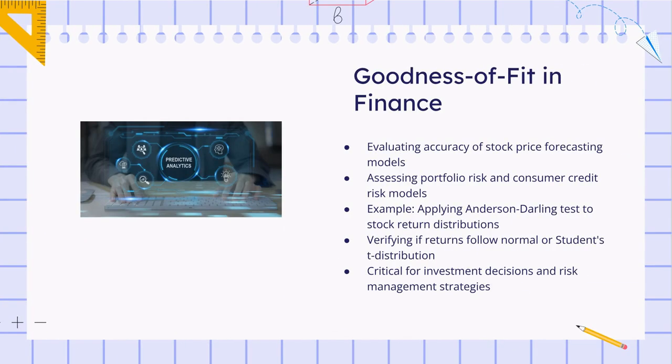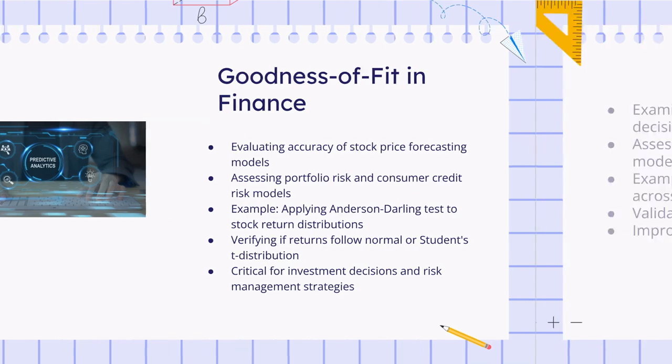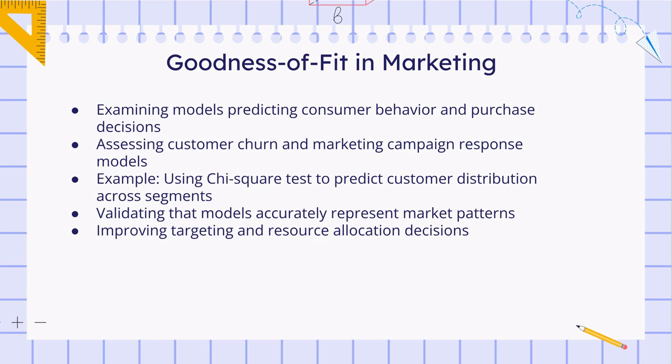In finance, goodness of fit evaluates the accuracy of stock price forecasting and credit risk models. An example is applying the Anderson-Darling test to stock return distributions for informed investment decisions. Goodness of fit in marketing involves examining models for predicting consumer behavior and assessing customer churn. It helps validate models that accurately represent market patterns, improving targeting and resource allocation.